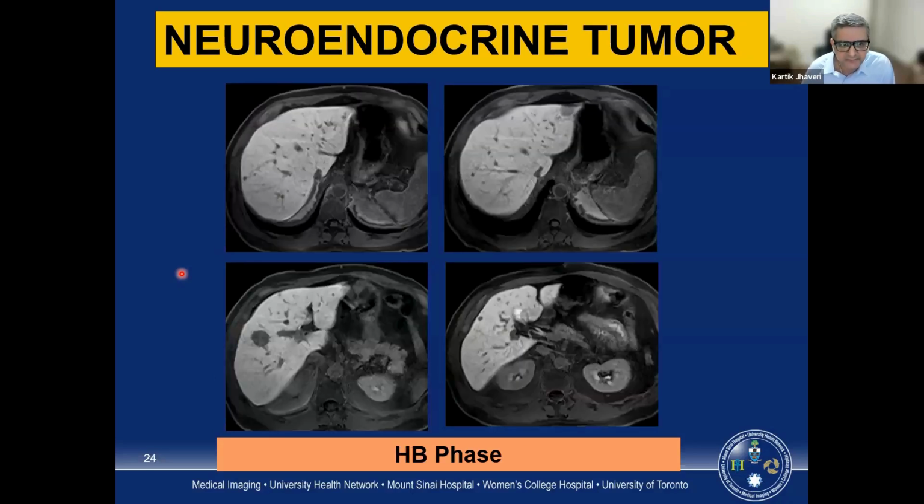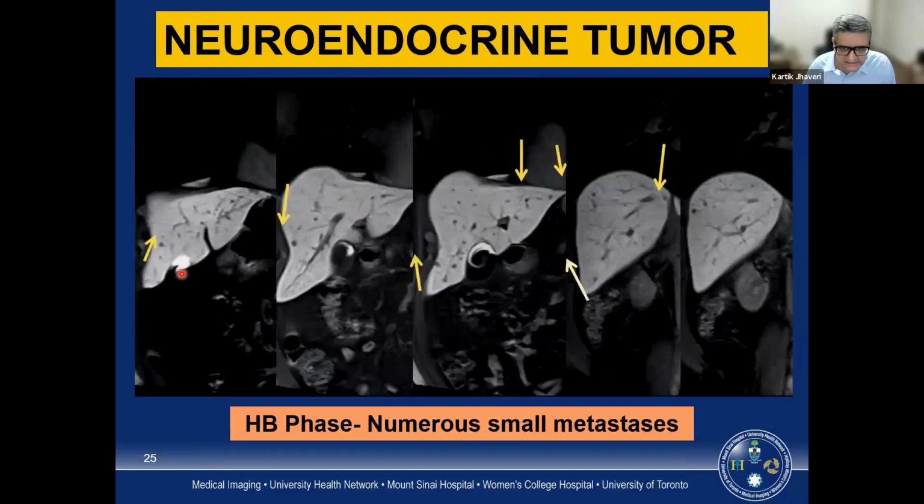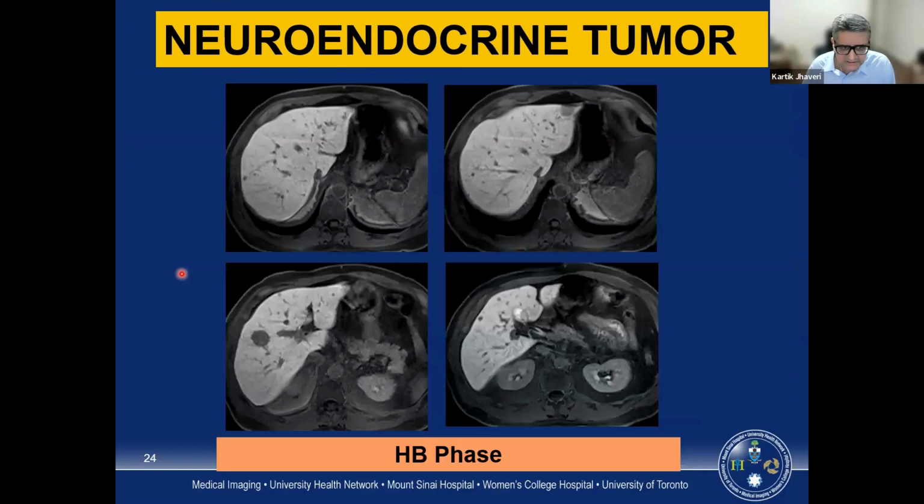And when you go into the hepatobiliary phase, you can pick out all these tiny metastases, which are just not visible or not definitively characterizable on the earlier phases, because the differentiation between shunts and small metastases can be quite difficult in the absence of washout. So this hepatobiliary phase picks up all these small metastases definitively, and that changes the management dramatically in this patient because this would no longer be considered upfront resectable.